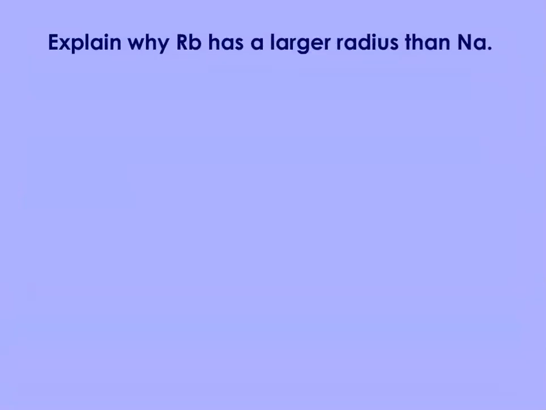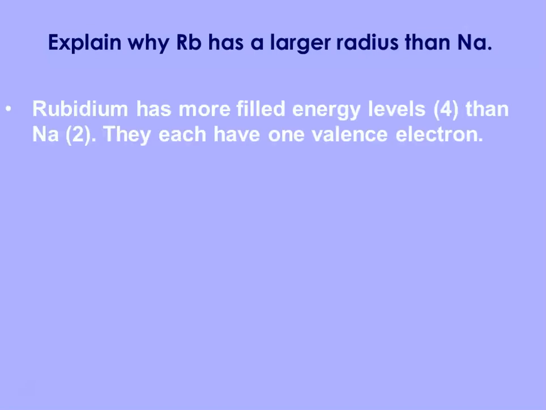Why does rubidium have a larger radius than Na? Na and Rb are in the same group, but Rb has more shielding than Na. Rb has more filled energy levels than sodium. They both have the same number of valence electrons.